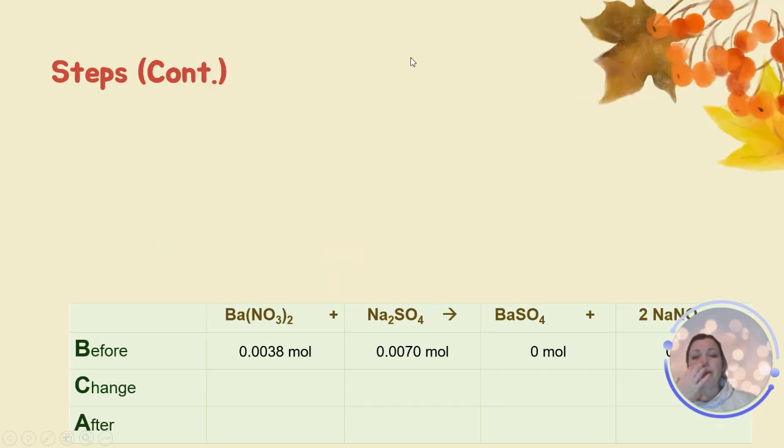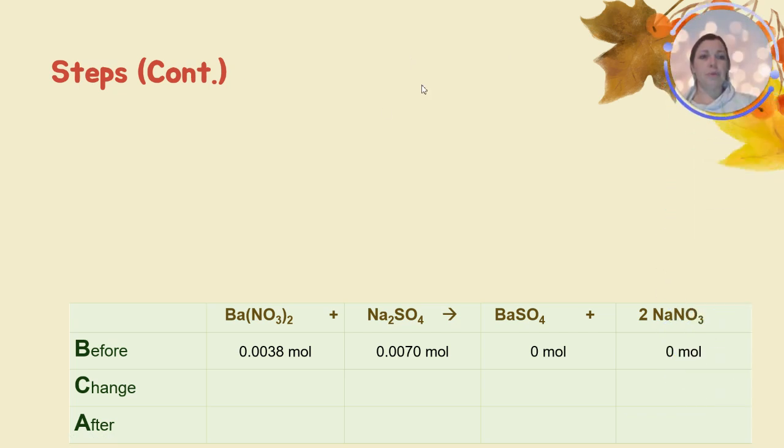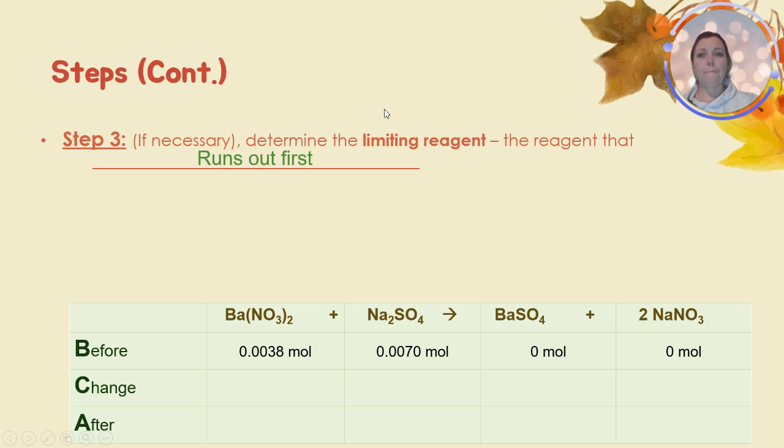All right, so then what comes next? All right, so this is what we had from the last slide. If necessary, you're going to determine the limiting reagent, which is the reagent that runs out first. Now, sometimes you don't have to do this because sometimes they tell you that you have an excess reagent, in which case you can kind of ignore that because you have more than enough of what you need. But if you're given amounts of 2 things, you need to do a limiting reagent.